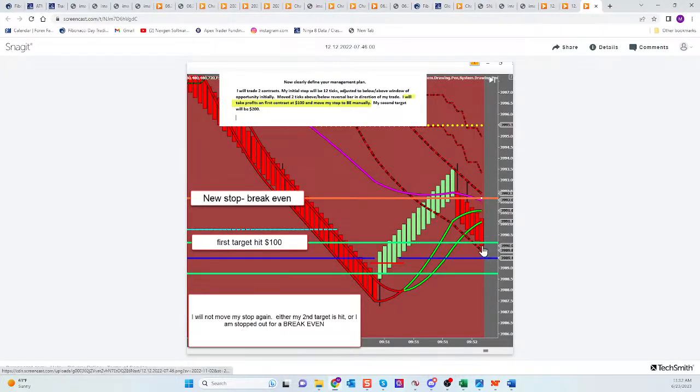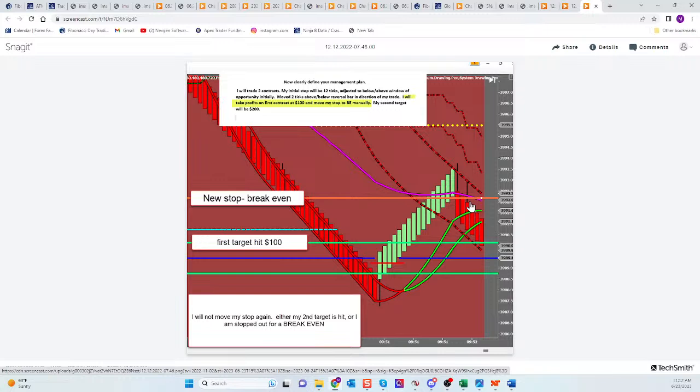But if that first target gets hit, if I put that $100 in my pocket, guys, now I have a dopamine kick. That's $100 that they can't take from me. That's $100. I'm going to go buy a steak dinner. I'm going to reinvest it, whatever. But I'm also moving my stop to break even. So now I have zero risk.